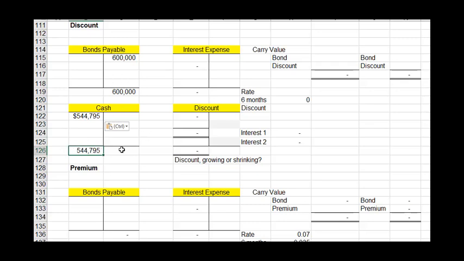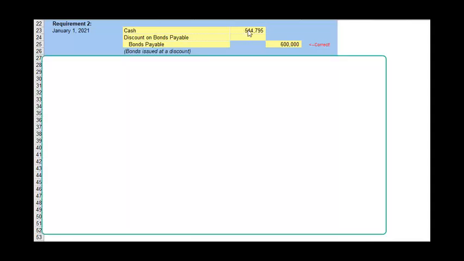Let's go ahead and put this into the journal entry and see what it looks like. Our cash that we're given is this $544,000. What we owe at the end of the life is the $600,000. We know the difference is our discount on our bonds. Which direction should it be? Do we need to increase our debit side or our credit side?